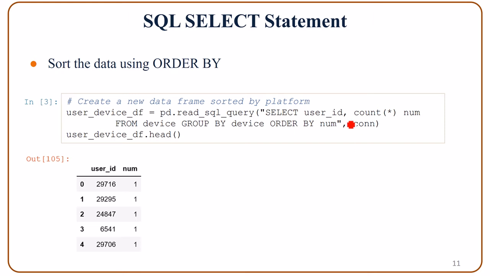You can sort data using order by. Order by can be used in combination with others such as group by. And the result will be sorted by default in ascending order. You can also put the keyword descending to make it sorted in the descending order.